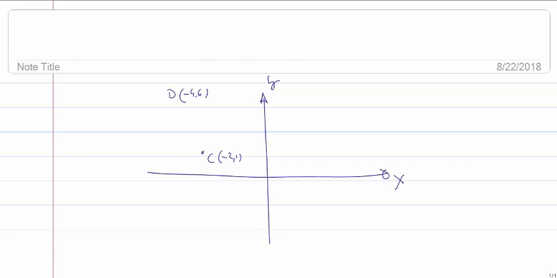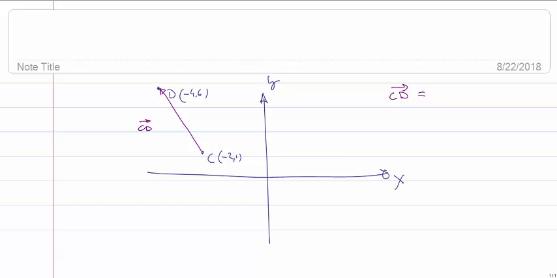Let's imagine C is here and D is here. We know about position vectors, therefore we know that the position vector CD starts at C and ends at D. Therefore, this is the vector CD. And we know how to calculate it. We take the final minus the initial, so the change of x and the change of y.